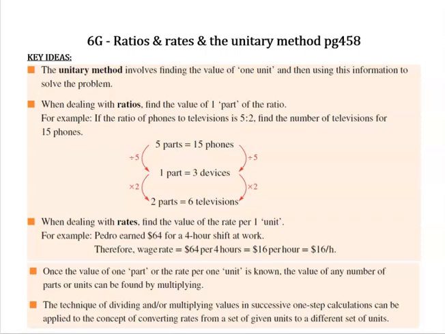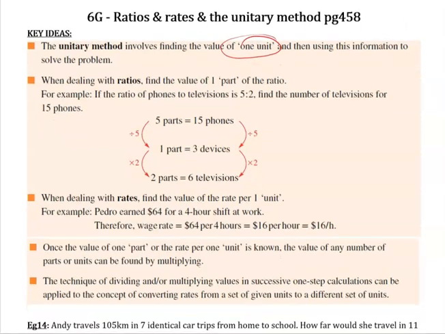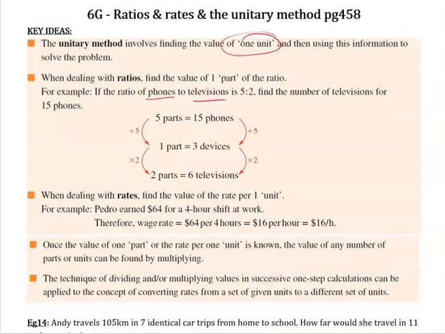Ratios and rates can be solved using the unitary method, where you're just going to find the value of one unit. For example, when we've got a ratio of phones to televisions of 5 to 2, and we're told to find the number of televisions when we've got 15 phones, well, phones is first, and that's 5 to 2. So if 5 parts is 15 phones, what's 1 part? Divide by 5 on both sides, and we get 3 devices. And if we know that 1 part is 3 devices, then we can multiply that by 2 to find the other part and find out we have 6 televisions.